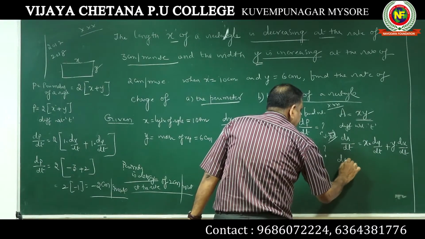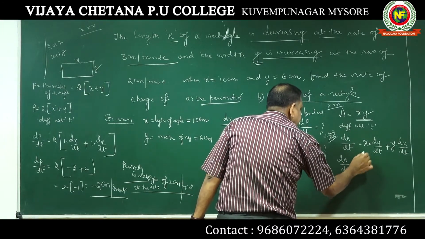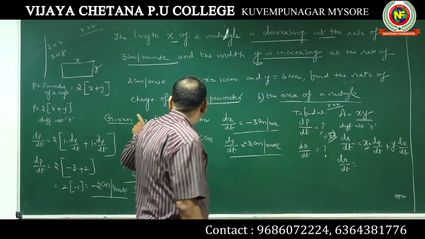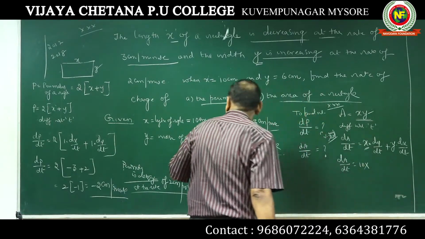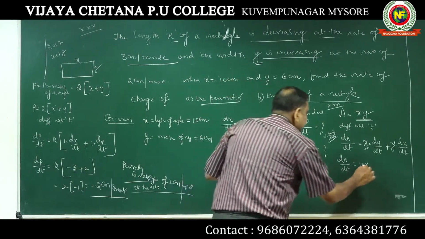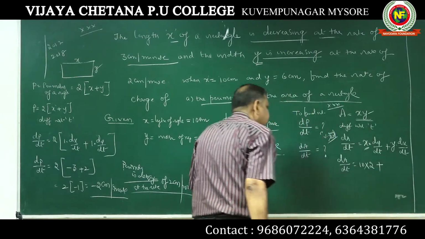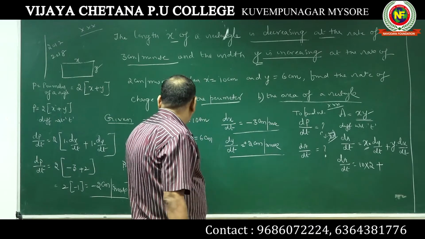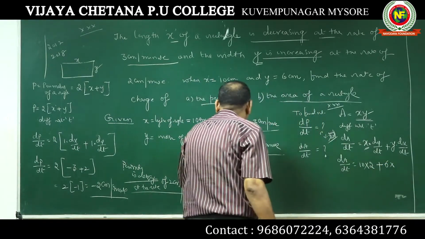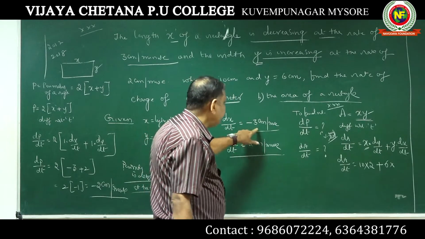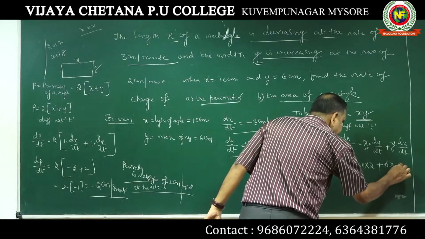dA by dt is equal to, you know, x is given as 10 centimeter, into dy by dt. dy by dt is 2 centimeter, plus all substitution, that's all. y is 6 into, here very important, when taking dx by dt we should take minus 3. We should take minus 3.